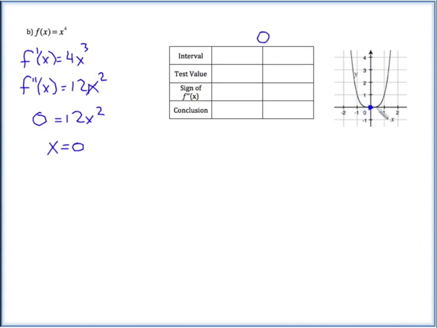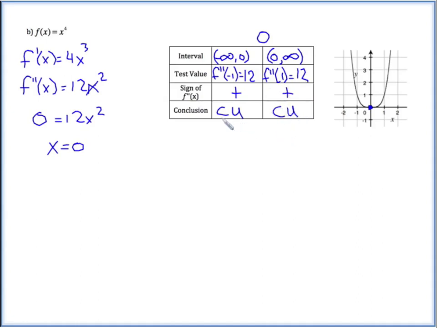Graphically, it looks like this is going to be concave up and then concave up. So it doesn't switch. But let's go ahead and test out this interval, negative infinity to 0 and 0 to infinity. So here we can just try negative 1, so f double prime of negative 1. Here that becomes positive 1, that becomes 12, which is positive, meaning this is concave up. And then let's try f double prime of 1. That's going to be 1 squared times 12, that's also 12, also positive, so we get concave up.